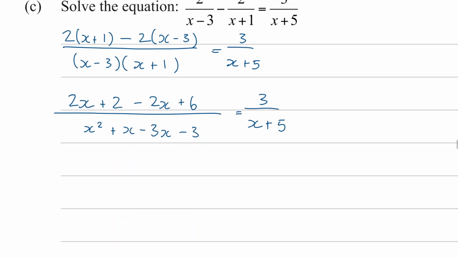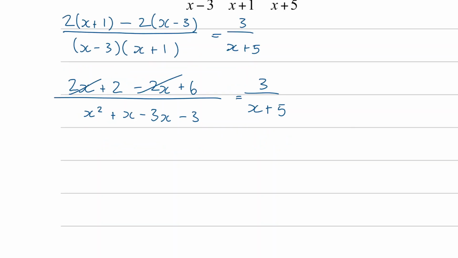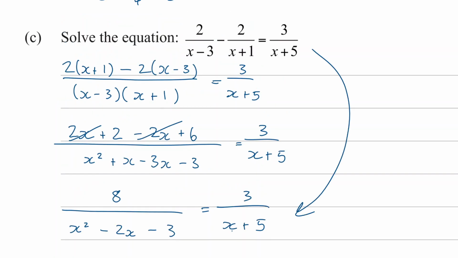Now on the left-hand side again, we can group like terms. So 2x minus 2x, 0, quick maths. 2 plus 6 gives 8, all over x squared. Now we have plus x minus 3x, that gives us minus 2x. And then we have minus 3 equals the right-hand side. Okay, this is looking a lot better. In this case here, we have an equation.